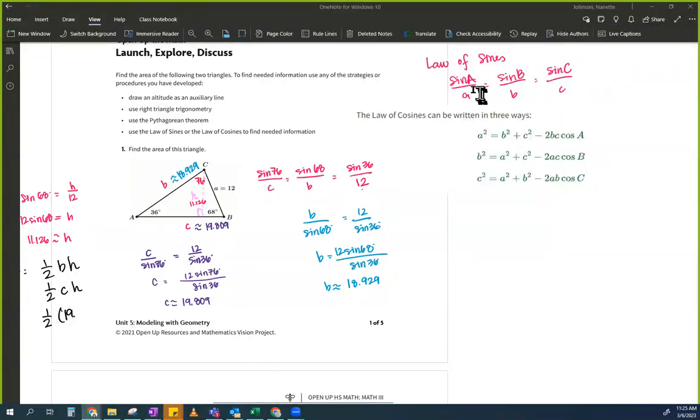Ms. Johnson, how did you know that you're going to use sine? I'm going to just tell you my default is to use sine. And if I can't use sine, I'll show you an example where you can't use it. Then I'll jump over to law of cosines. Any questions on finding area?